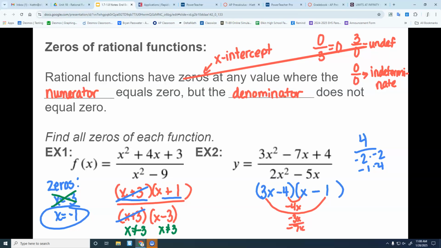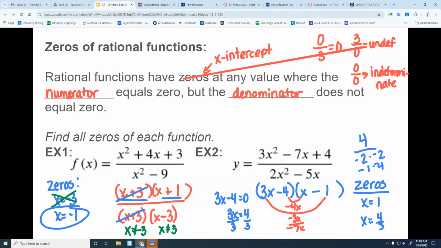All right. So since I have factored that numerator, I could set each one of those equal to 0. The second one is easy. I get x equals 1. The first one's a little trickier because it's not just going to be 4 for that one. I've got to do 3x minus 4 equals 0. That would give me 3x equals 4. And then I would divide by 3. So I would get x equals 4/3.